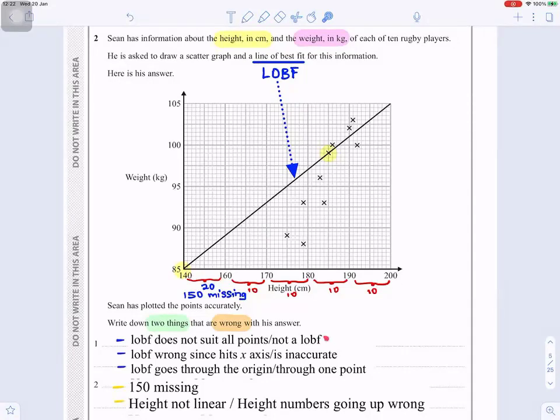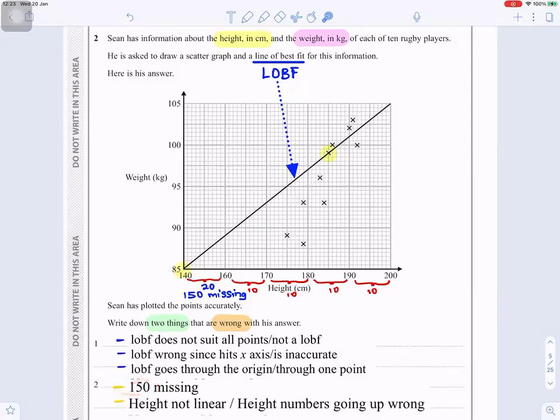First, number 1, the line of best fit does not suit all points. The line of best fit does not pass through the middle of the points. Too many points are far below it. So the line of best fit is not actually in the middle of all those points. And point number 2, the line of best fit touches the x-axis. So that is wrong. Or you can say the line of best fit goes through the origin, 0, 0. It is wrong.